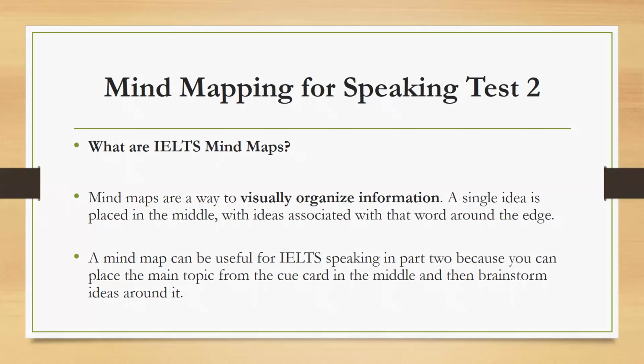A mind map can be useful for IELTS speaking in part 2 because you can place the main topic from the cue card in the middle and then brainstorm ideas around it. Now, I know you may be thinking, oh, brainstorming, it means you have to think around the topic with somebody else. No, this one, you are alone. Brainstorming alone.